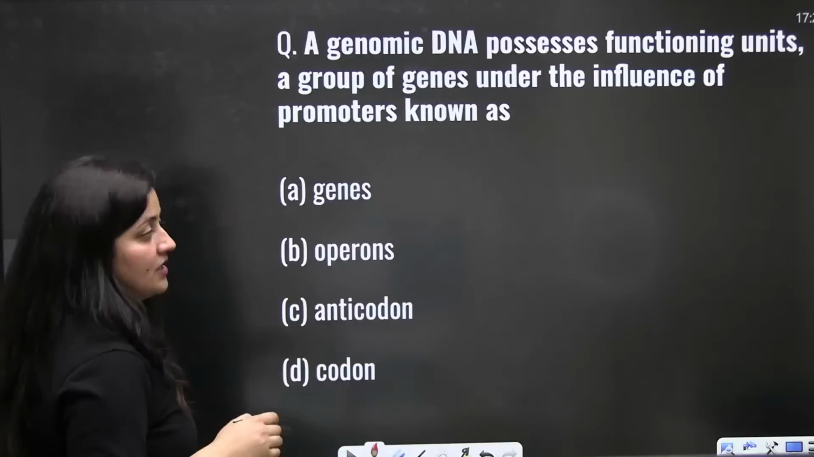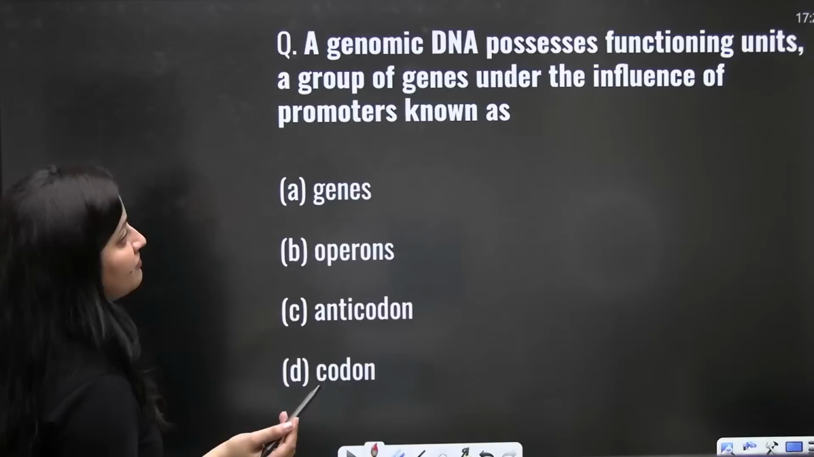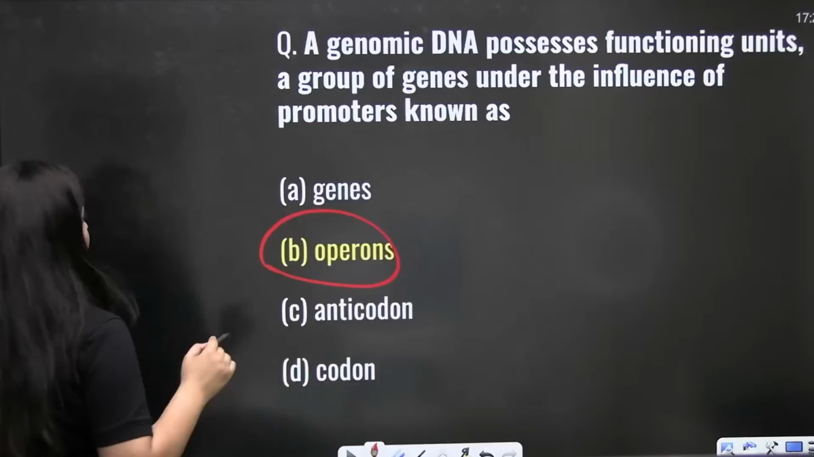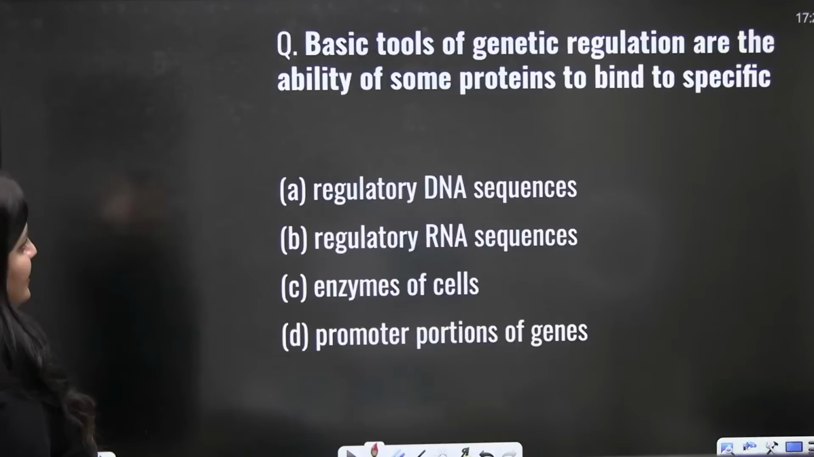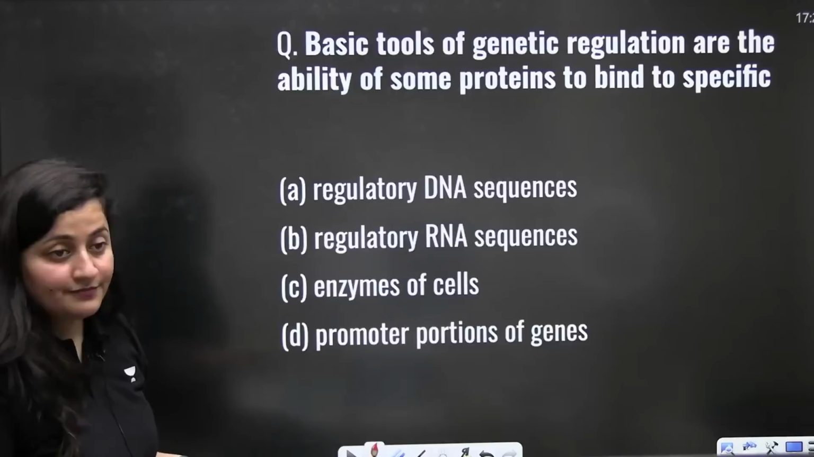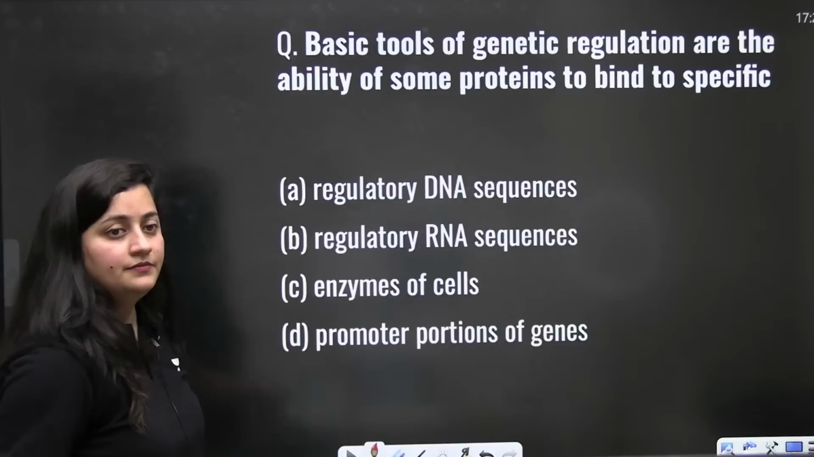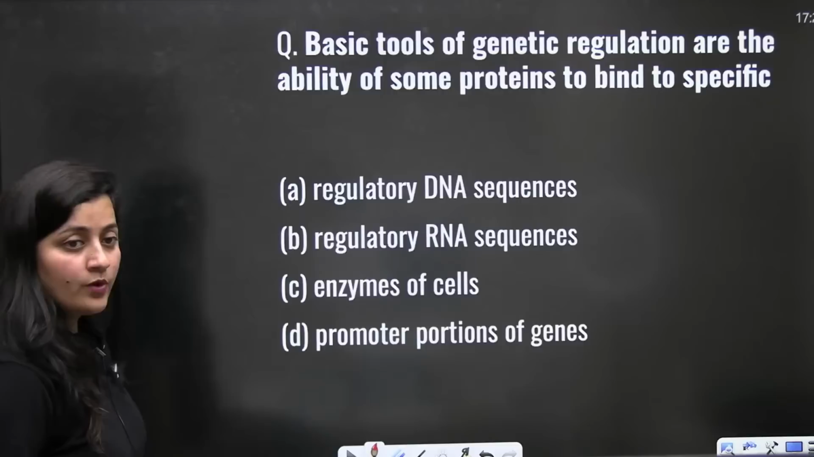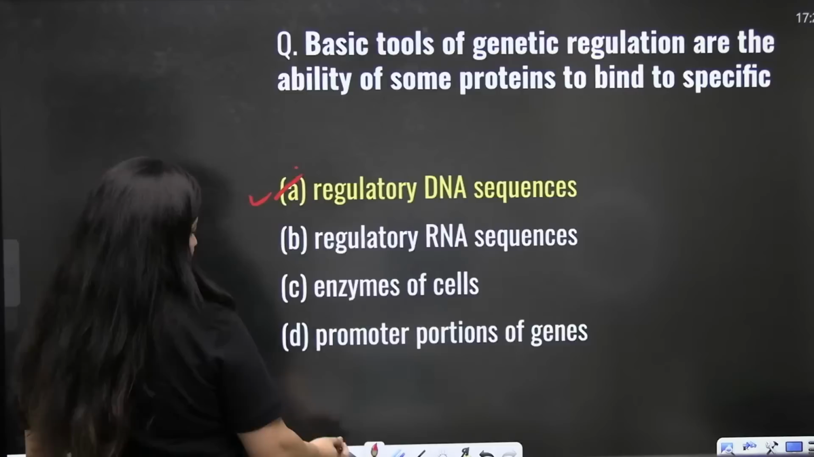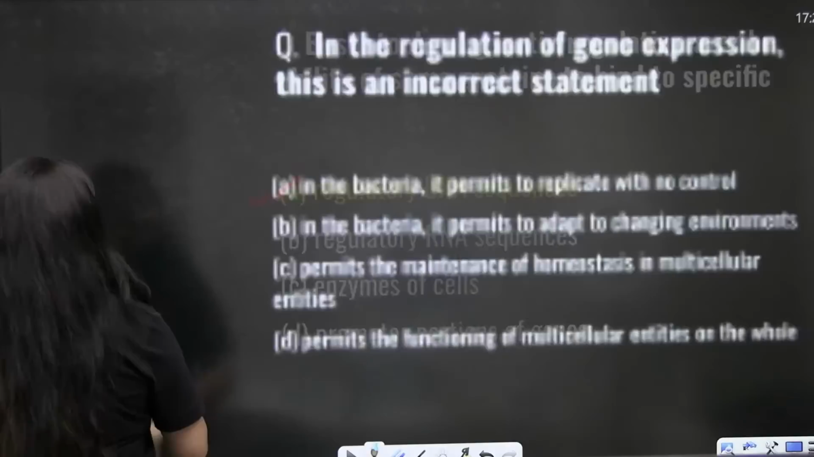Okay, so genomic DNA possesses functioning units, a group of genes under the influence of promoters known as operons. Next, the basic tool of genetic regulation is the ability of some proteins to bind to specific... Okay, so the correct answer here is regulatory DNA sequence. Next, in the regulation of gene expression, this is an incorrect statement.